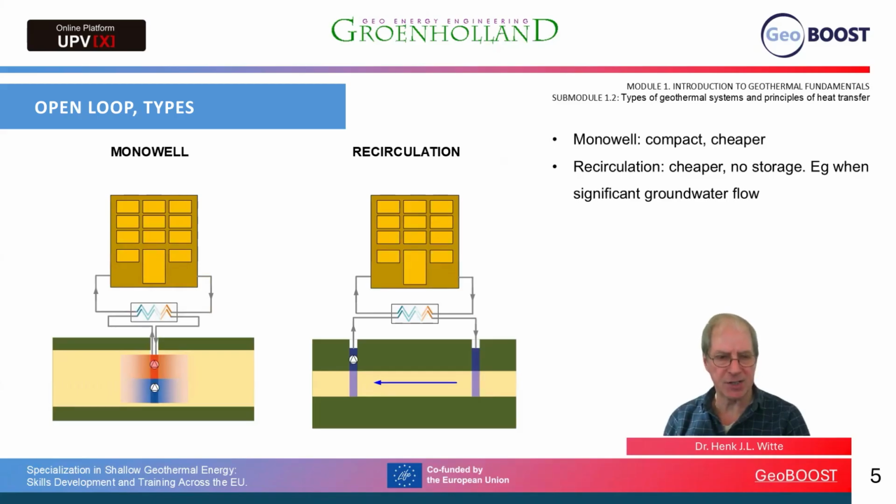In a recirculation system, we still have two wells only. We have one well where we pump the water from and another well where we inject the water in, and we don't change this over seasonally. We keep pumping from the same well and injecting in the same well irrespective of the season. This we can do, for instance, if we have a high groundwater flow, which would remove the stored heat and cool from the wells. Again, because we only have one pump and one injection system, it is a cheaper system to realize and easier to manage. So mono well or recirculation.